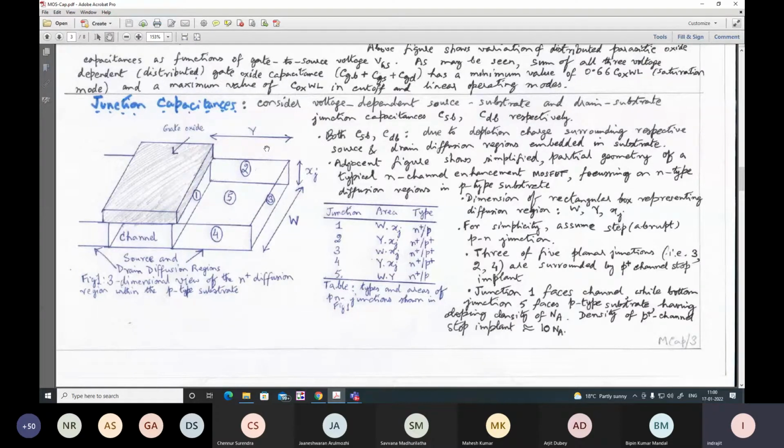P plus, why do we call it P plus? Because the concentration of this P plus channel stop implant is much higher compared to the lightly doped P-type substrate. So we have to calculate the 3 P plus N plus junctions, which are numbered here as 2, 3, and 4. And they have their own built-in potential and their own voltage equivalence factor.